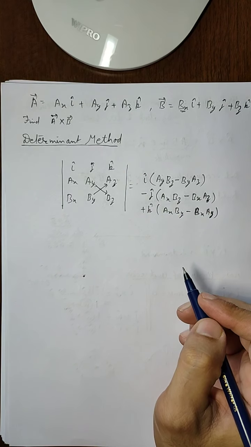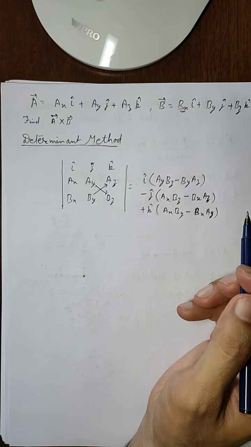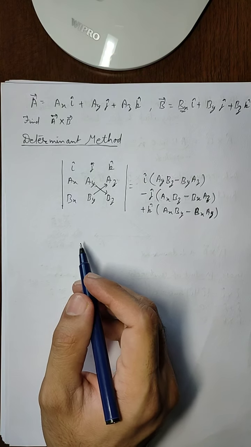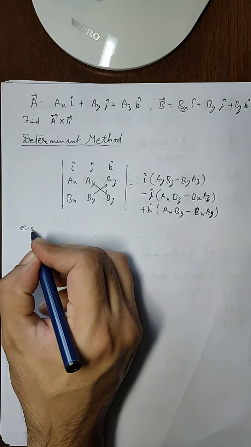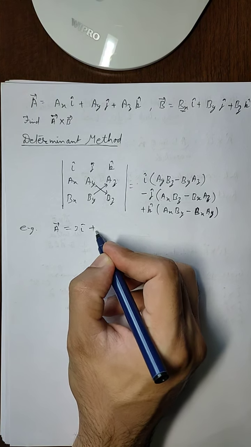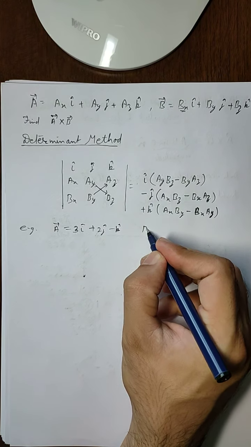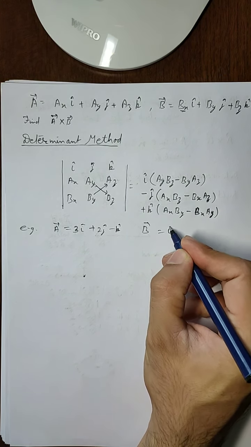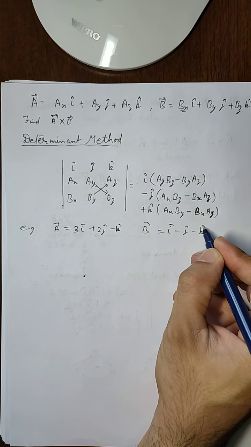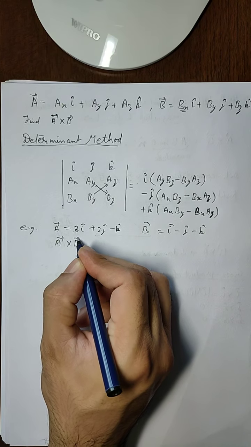So this is how the determinant method is used. First we have to write the determinant, and then you will solve it by using this formula. Let us do an example. We have vector A equals 3 i cap plus 2 j cap minus k cap, and B as i cap minus j cap minus k cap, and we have to find A cross B.